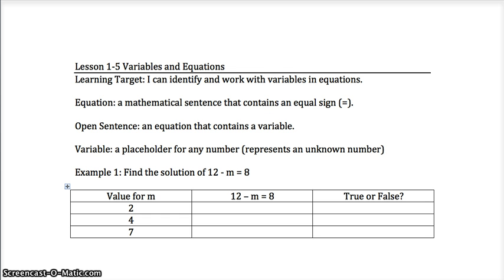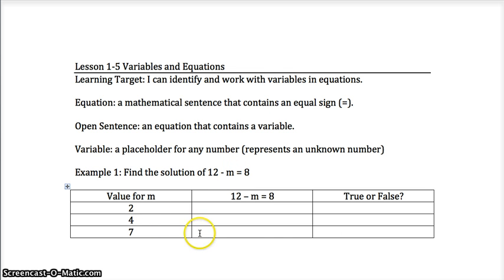All right, so let's go ahead and look at example 1 at the bottom of page 28. I've typed it on the screen in case you don't have your book with you. So this is an example of an equation. It has an equal sign. And this one is also an open sentence because it has a variable. In this case, m is our variable. We don't know what m equals. We don't know what that number is.